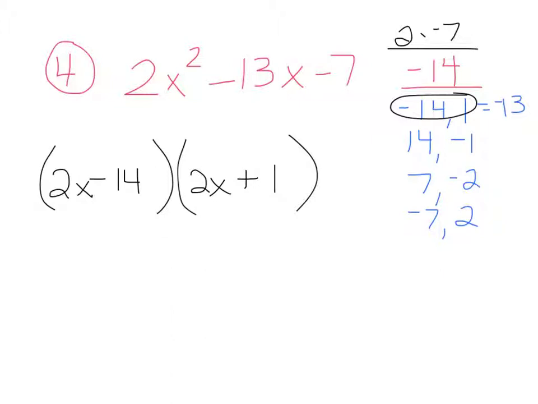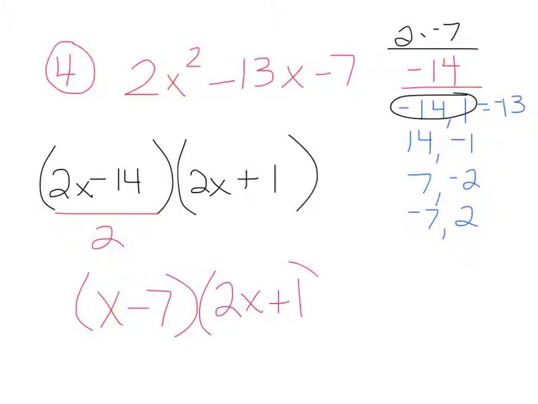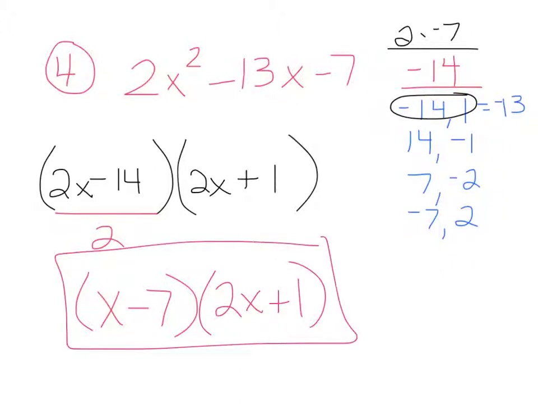All right, now we look for any greatest common factors. So is there a greatest common factor between 2x and 14? Yes, we can pull out a 2, so we're going to divide this whole thing by 2. That leaves me with x minus 7. And the second parentheses does not divide by anything but 1, so we just leave it as 2x plus 1. And there is your answer.